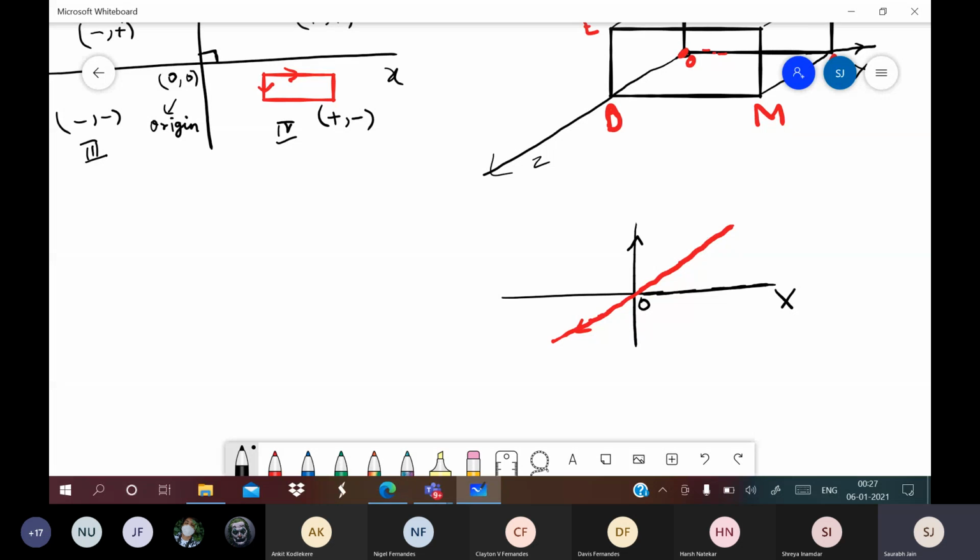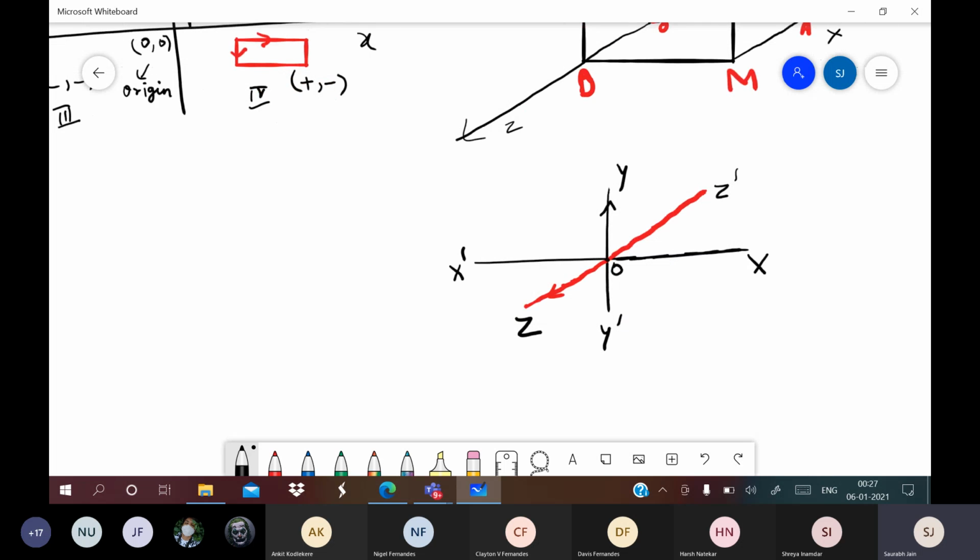I'm going to use capital alphabets for positive directions and these alphabets with a dash sign for negative directions. So when I simply write X, Y, and Z, I am representing the positive directions of these axes, and when I write X dash, Y dash and Z dash, we are representing the negative directions of these axes. And this is the origin.